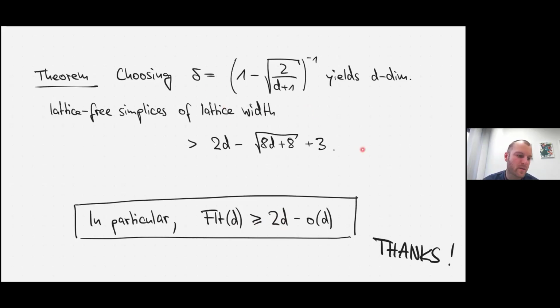It would be great to really understand that construction better. Maybe try something with objects that are not simplices. I would be very happy to see further progress on this and to understand how you can really construct large lattice-free objects. Okay, thanks a lot.